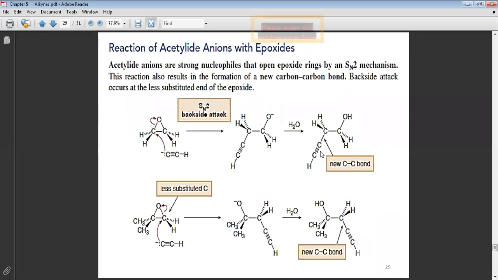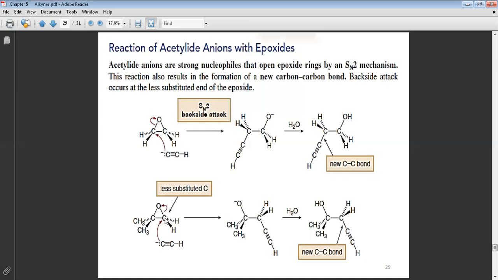Now, if you have an asymmetrical epoxide, meaning the epoxide has two different parts. Look, this carbon is not like this carbon. There is no substituent on this carbon, and this carbon has two methyl groups. Now, the acetylide anion can attack this carbon or this carbon. The anion prefers the carbon with less steric effect, and of course this one has less steric effect.